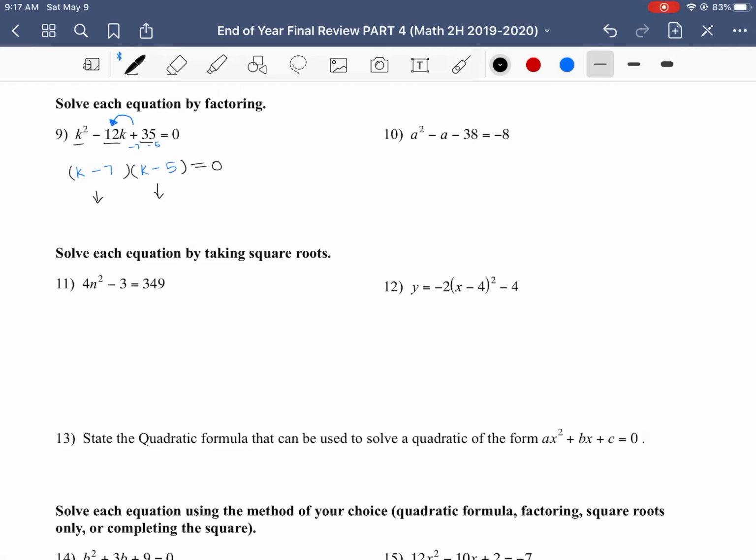So what would make the first piece equal to 0? Well, that would be k is equal to a positive 7. And then the second piece would be equal to a positive 5. So those two values right there would be our solutions.